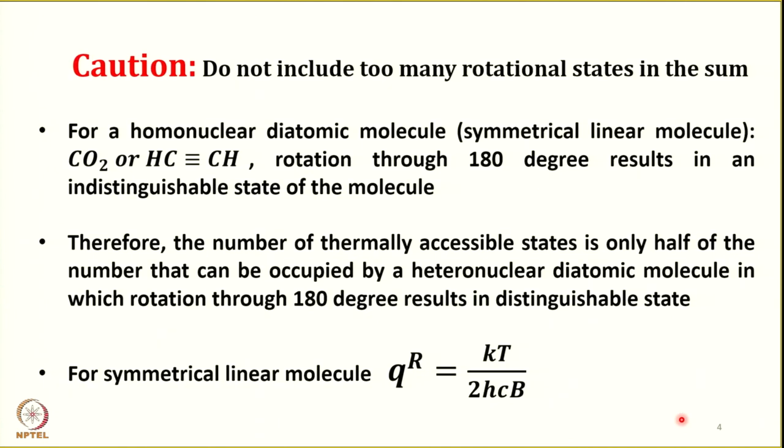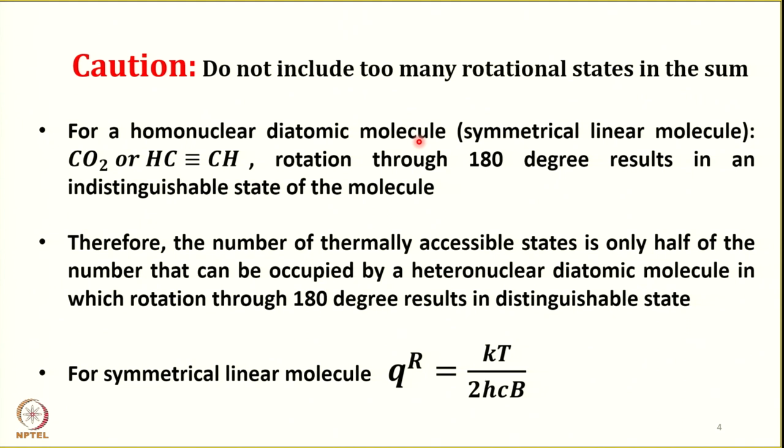All right. Now let us talk about caution. The formula that we derived, does that require some modification? We have been discussing from time to time that we should not include too many states when we carry out the sum. That is what is commented over here. Do not include too many rotational states in the sum. And when can such a situation arise? Let us take the example of a homonuclear diatomic molecule.